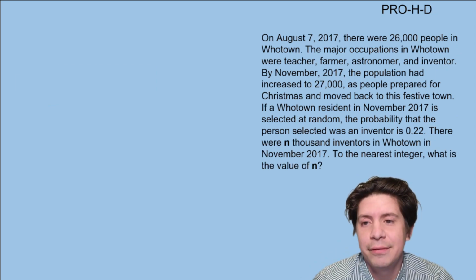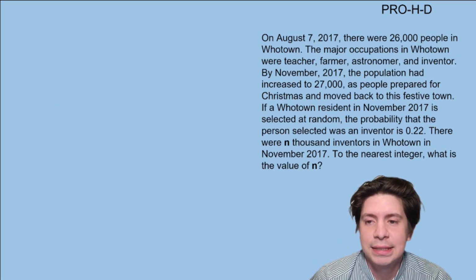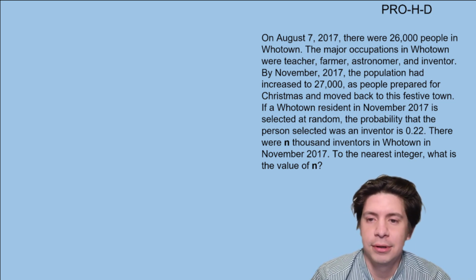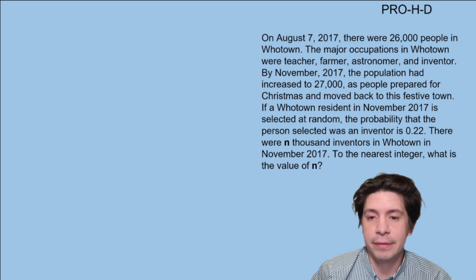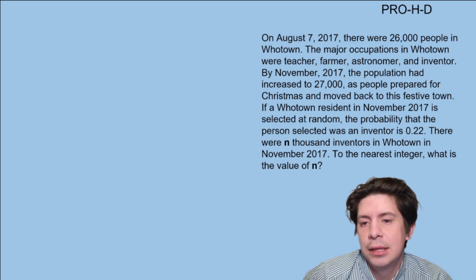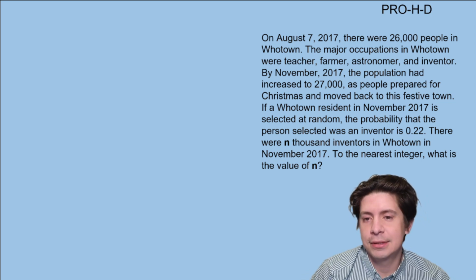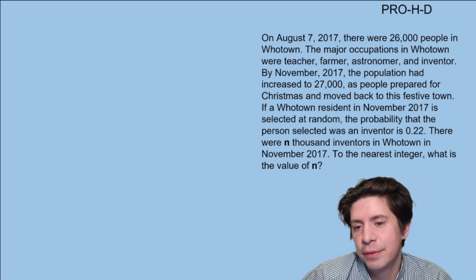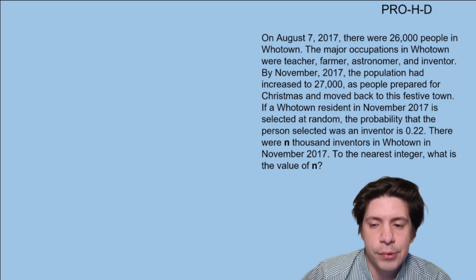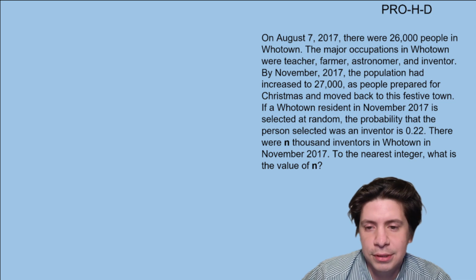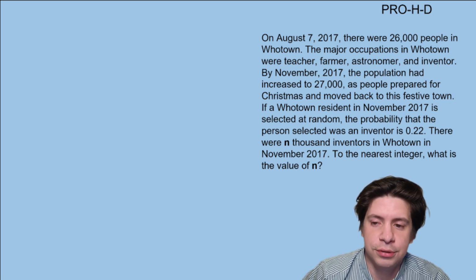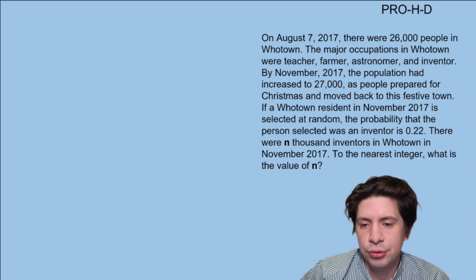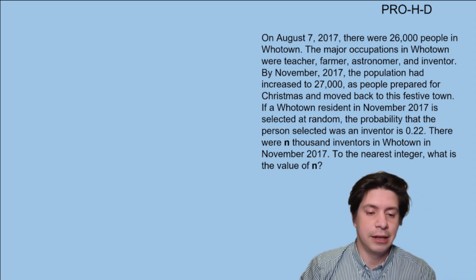So on August 7th, 2017, there were 26,000 people in Hootown. The major occupations in Hootown were teacher, farmer, astronomer, and inventor. By November 2017, the population had increased to 27,000 as people prepared for Christmas and moved back to this festive town. If a Hootown resident in November 2017 is selected at random, the probability that the person selected was an inventor is 0.22. There were n,000 inventors in Hootown in November 2017. To the nearest integer, what is the value of n?